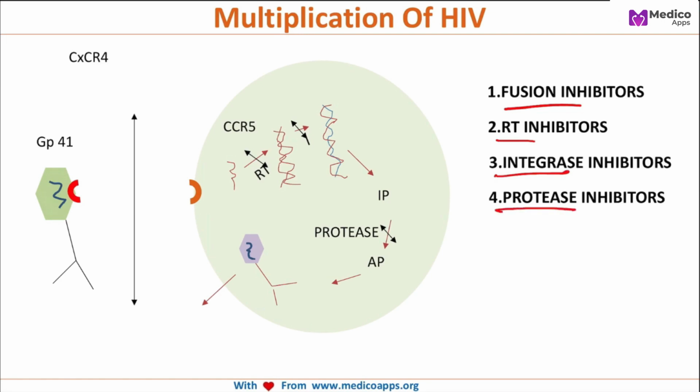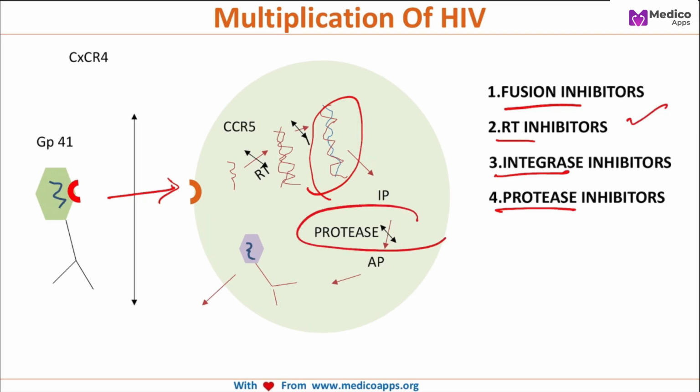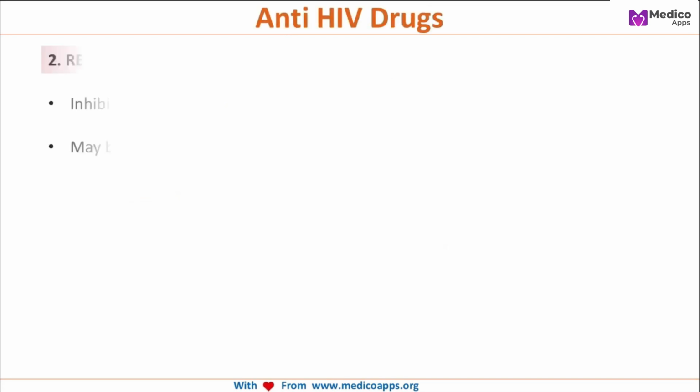Multiplication of the HIV virus is mainly inhibited by fusion inhibitors, reverse transcriptase inhibitors, integrase inhibitors, and protease inhibitors. So, fusion inhibitors prevent the fusion of the HIV virus with the cell. Then reverse transcriptase inhibitors prevent the formation of the viral genetic material. Then integrase and protease inhibitors act over here. The protease inhibitors inhibit the step of conversion of inactive protein into active protein. So these are the various steps at which anti-HIV drugs act.